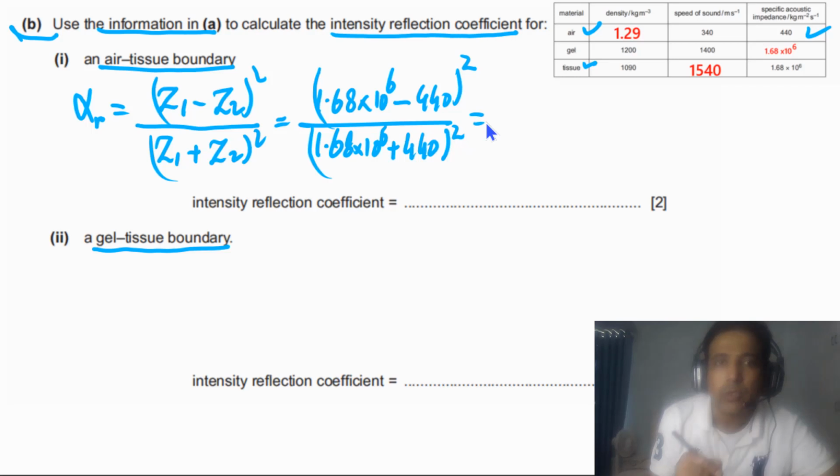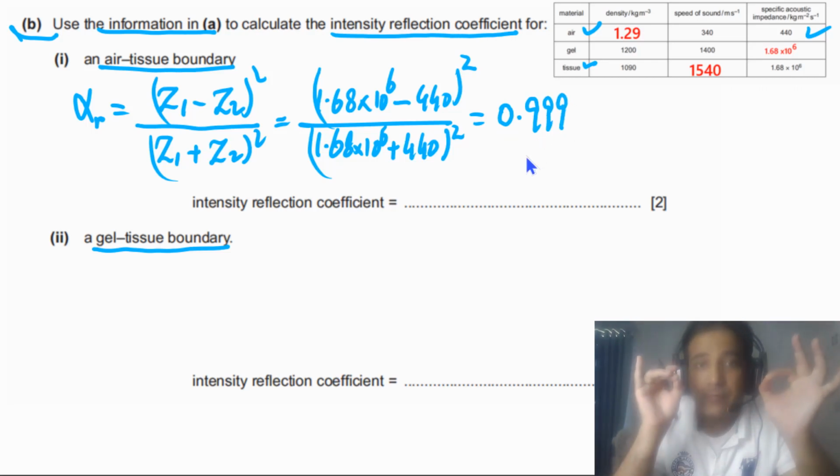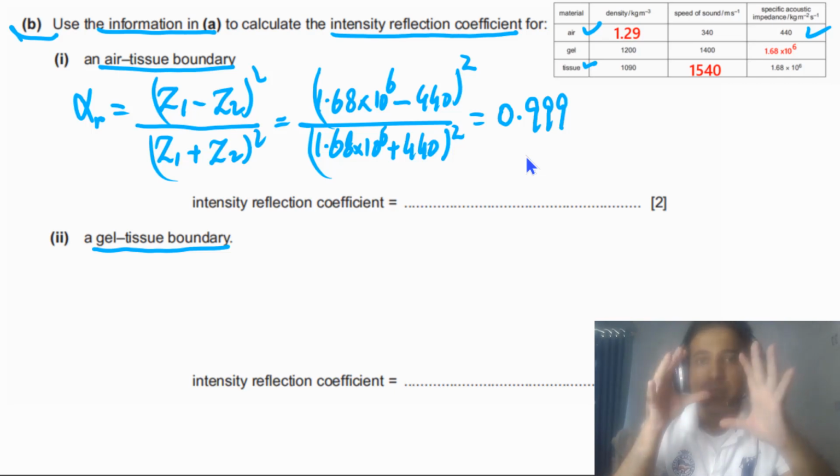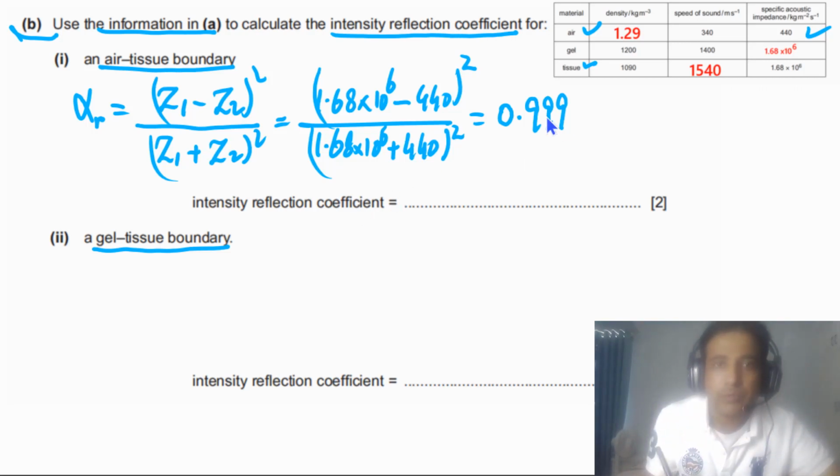And if we solve this one, our answer will be very close to this value. We will get 0.999. So what this is representing, if value of alpha is equal to 0.999, it means it's very close to 1. It means that most of the ultrasound will be reflected back. So they will return back into air. So this is the meaning of 0.999.